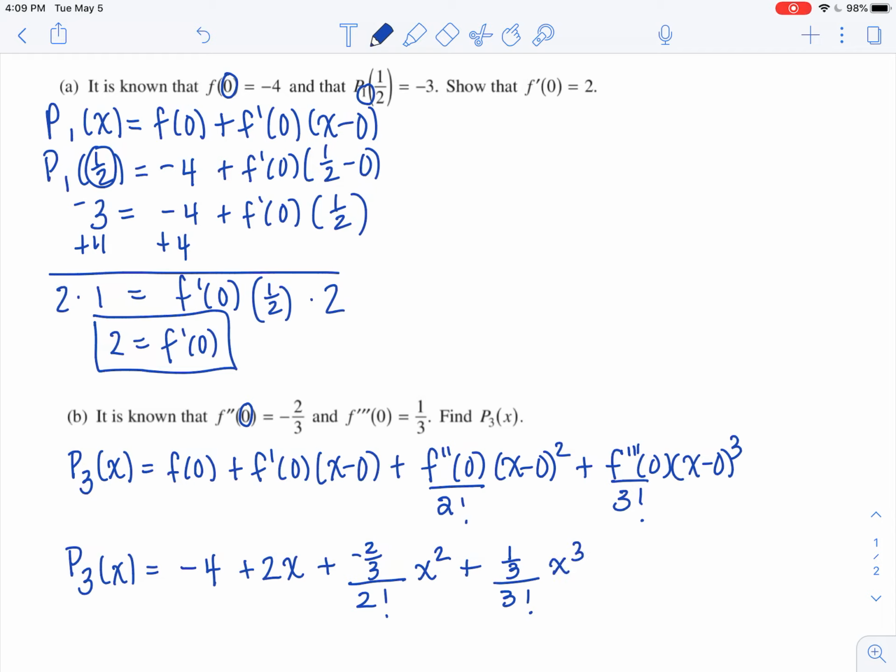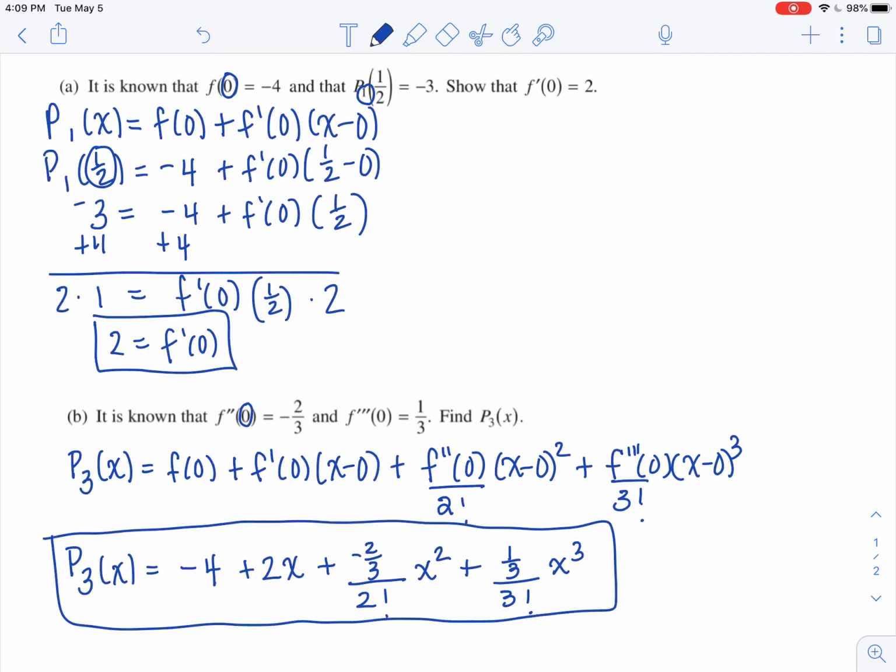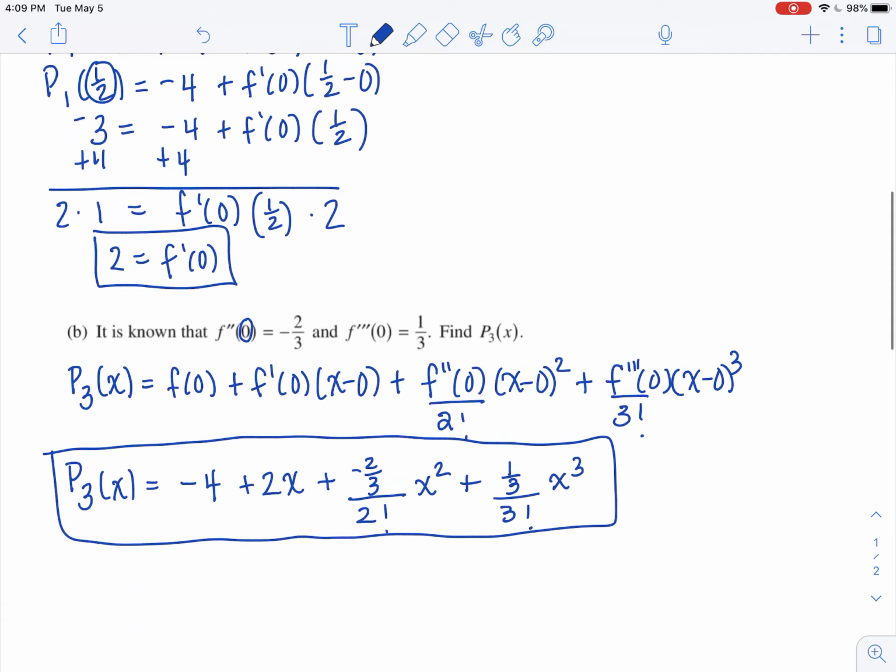And as I mentioned before, don't bother simplifying. Why risk making any mistakes? Just box that off. That's all you need to put for that answer. I will say that you can't leave it as f of 0. You have to actually put in the negative 4. But beyond that, you don't need to simplify anything.